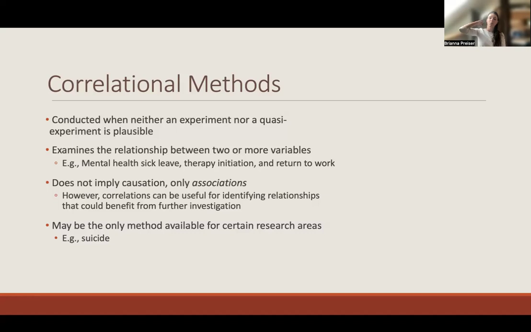Okay. Clinical psychology researchers often conduct correlational studies as well, particularly when neither an experiment nor a quasi-experimental method is plausible. Studies that use correlation methods are examining relationships that exist between two or more variables, but they're not identifying independent versus dependent variables here. And so causality can't be implied. Just because we're saying that one of these things can predict or associate with another, we're never able to say that one variable is causing another.